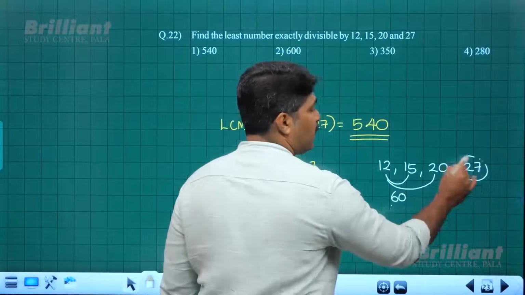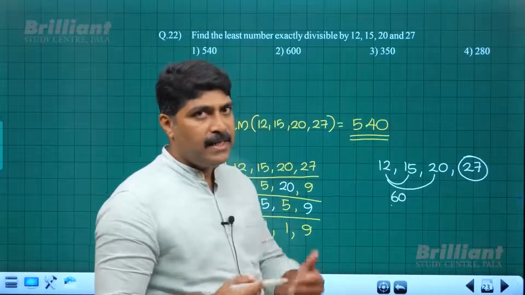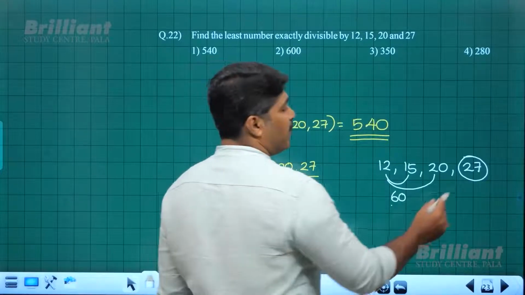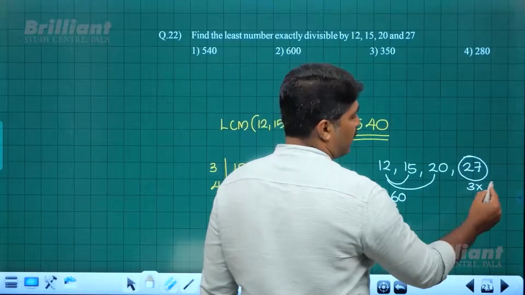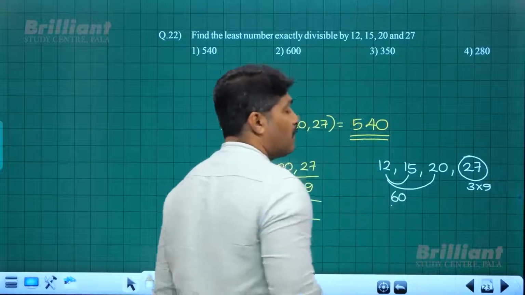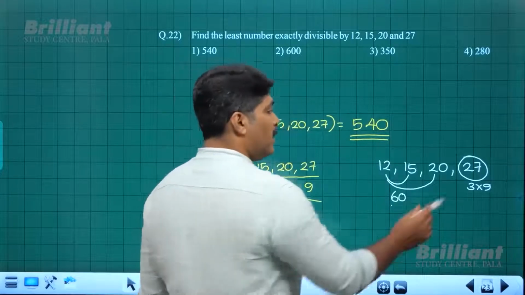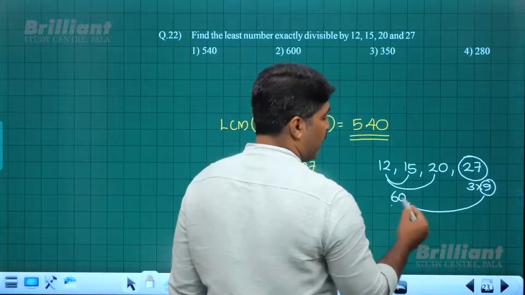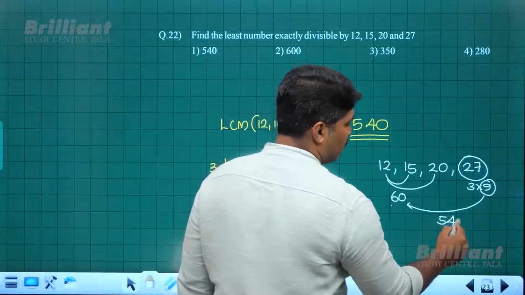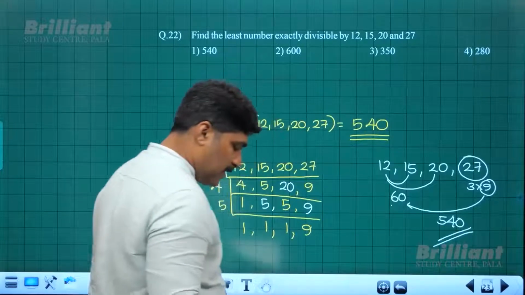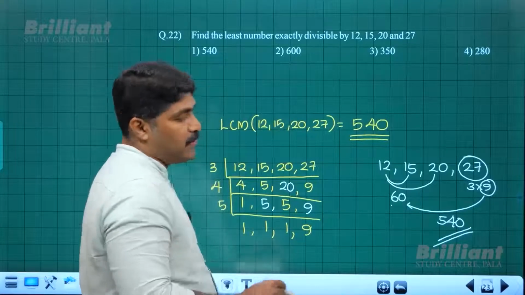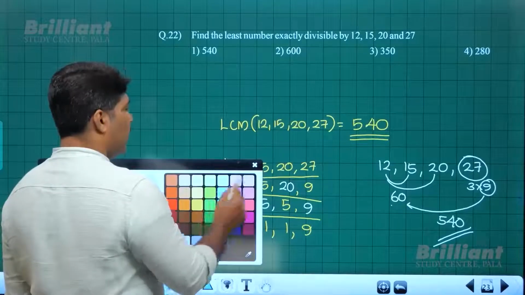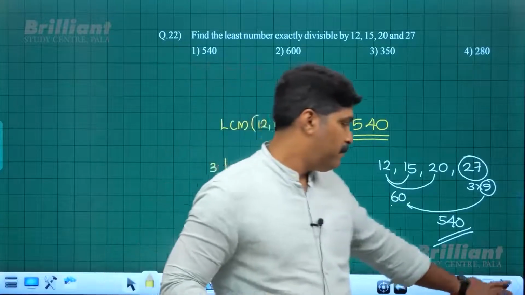While considering this 27, so what is an additional factor other than this 60 in this 27? 27, we know that 27 it's made with 3 and 3 into 3. So that means 3 into 9. So and 3 is already here. Therefore, we have to take this 9 also. So this is 9 into 60, which is equal to 540. So that's a factor filling type of approach. That means which are the required factor to make it as a multiple. Like that, we have to proceed it further.